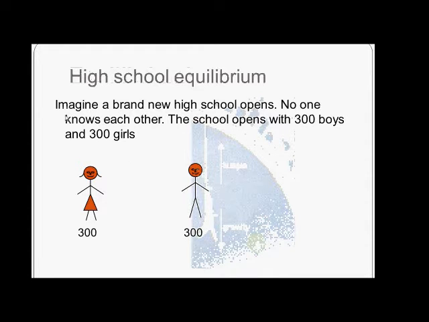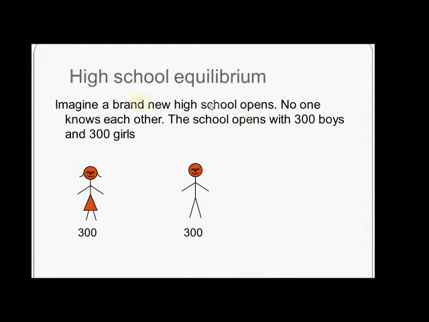Let's say that we have a brand new high school and no one knows each other. So it's a brand new high school, no one's ever seen each other before, no one's ever gone to high school or other middle school together before. So there's 300 girls and 300 boys. Now, if we are real clever here, guys, we can actually figure out the total number of students, 300 plus 300. Say it with me now, it is 600 students total. Kind of important thing to keep in mind as we go through.